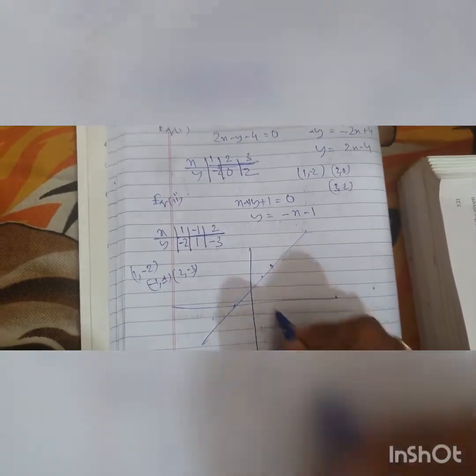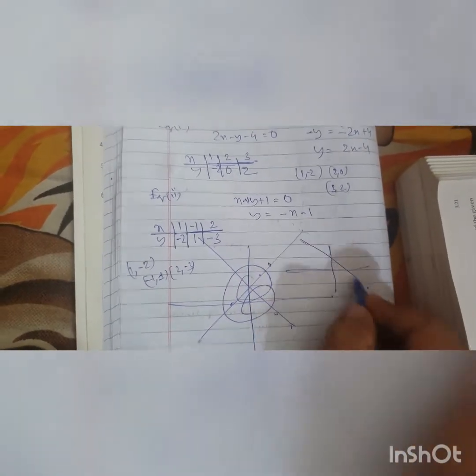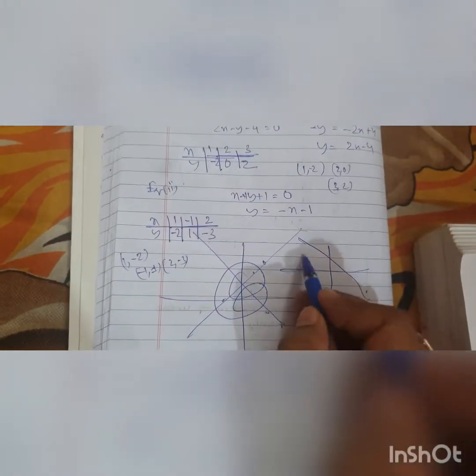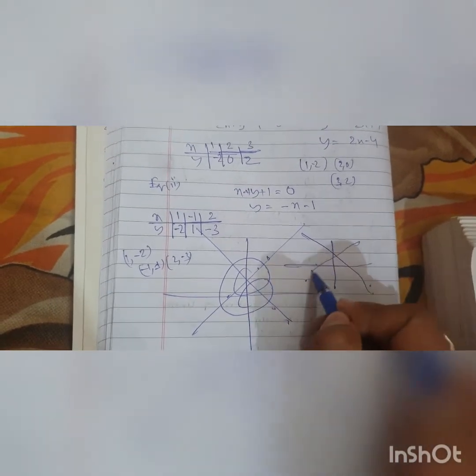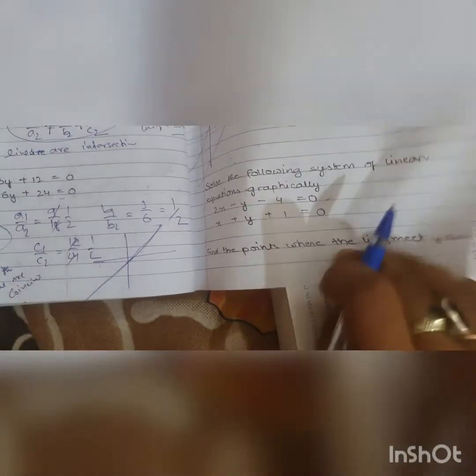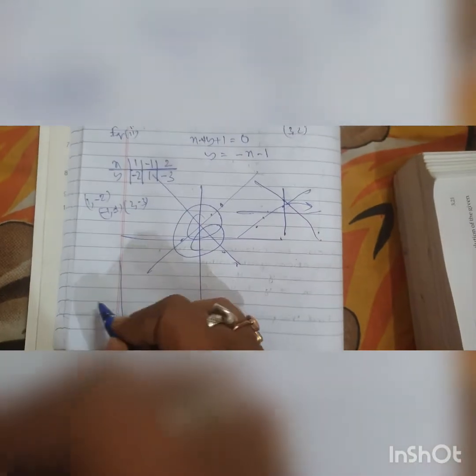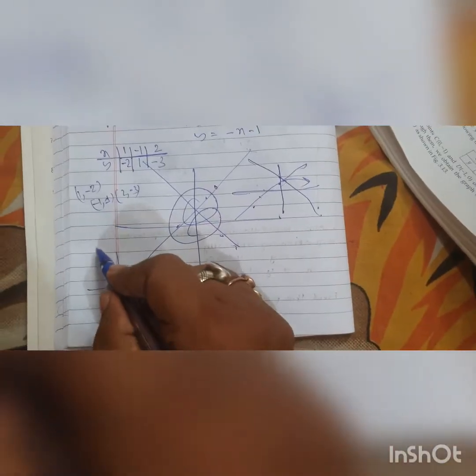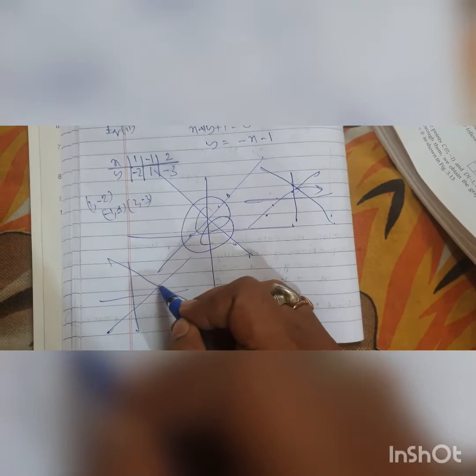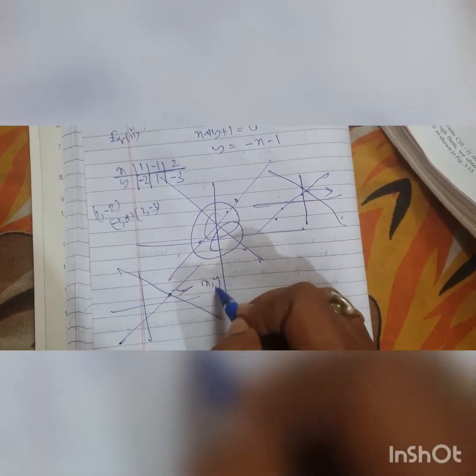Plot the points and draw the lines, and wherever they meet, that is the solution. They have also asked in the question to find out the points where the lines intersect the y-axis. So wherever they intersect the y-axis, you will get it. Actually it will not come like this. One line will come like this, another line will come like this. So this will be your answer or solution, the point of coordinates of x and y.